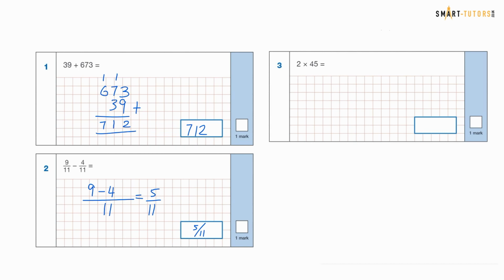Question number 3 is 2 times 45. This is a multiplication question of 1 digit and 2 digits. So you do 45 times 2, which is an easy column multiplication. 5 times 2 is 10, 0 carry the 1. 2 times 4 is 8. 8 add 1 is 9, so 90. Very good. That is the answer for question number 3.